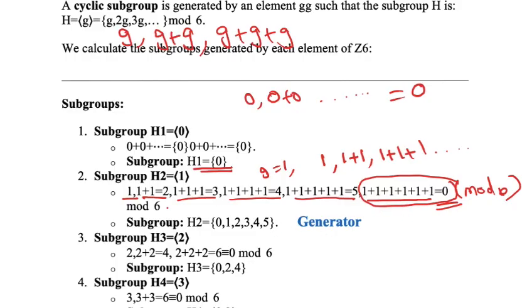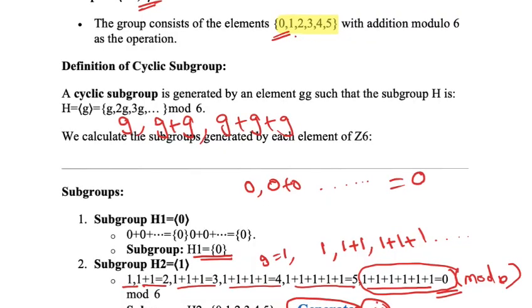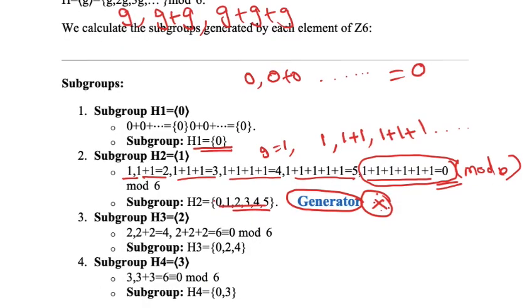So this subgroup has the values 0, 1, 2, 3, 4 and 5. This is the second subgroup, and this is also called the generator. Why is it called the generator? Because the subgroup creates the same elements as the main group. We know the main group has the values 0, 1, 2, 3, 4 and 5, and the subgroup also has the same values. So this is called the generator.